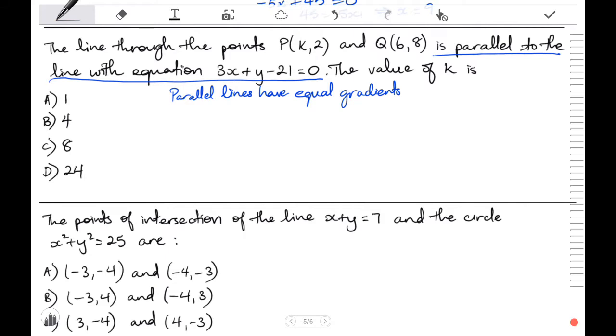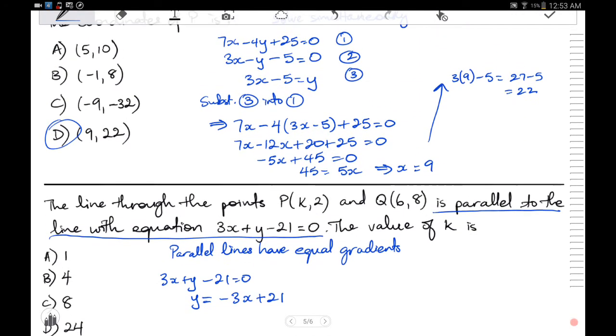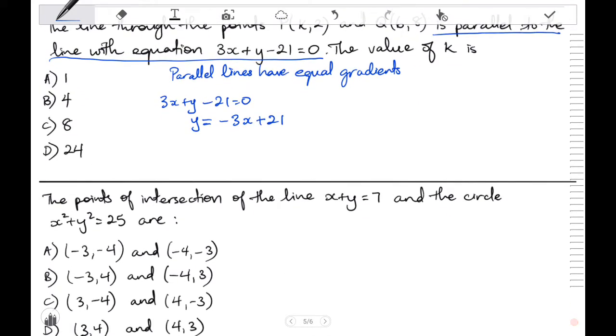So this line here, 3x plus y minus 21 equals 0. As I recall before, to find the gradient given the equation, we need to rearrange it and make y the subject. So y equals, bring everything else on the other side of the equation, minus 3x plus 21. So the gradient here is minus 3.